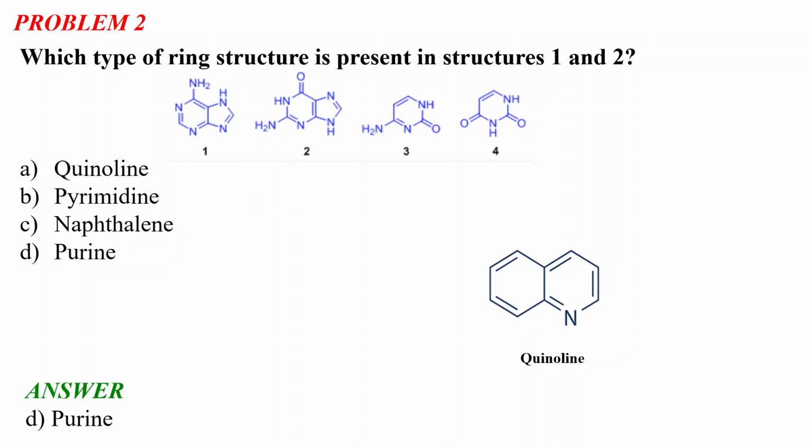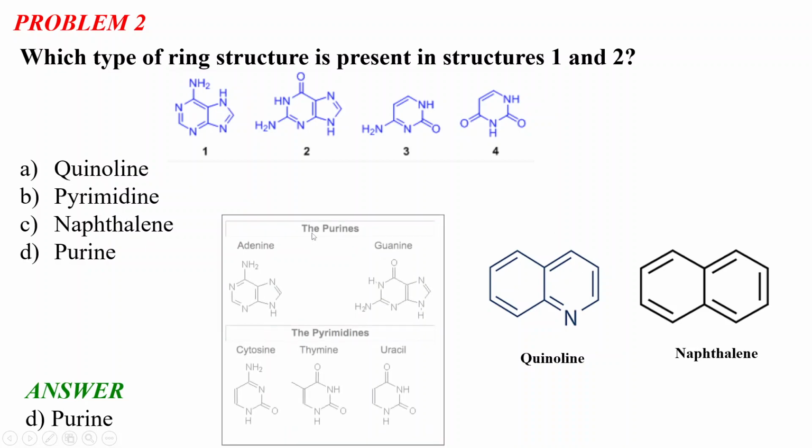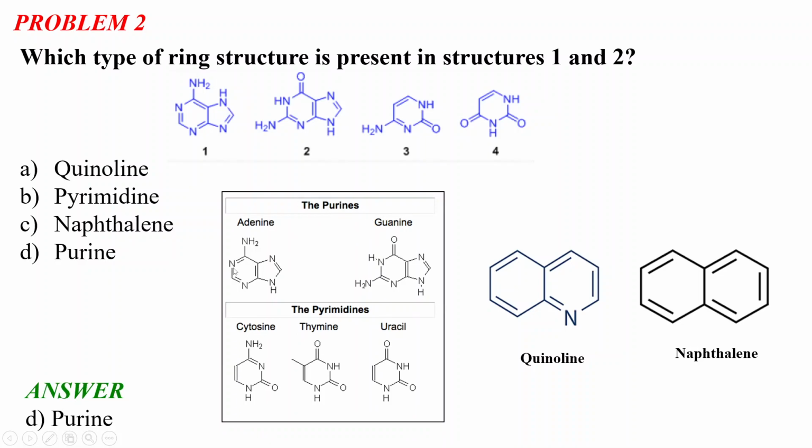Okay. So, this is your quinoline ring, this is your naphthalene ring. So, the number A and number C. This is the quinoline, this is the naphthalene. For the purine and pyrimidine, this is the purine ring which is present in A and D. Basically, as you know, these are the nucleobases which are present in our nucleosides, like in the DNA and RNA.